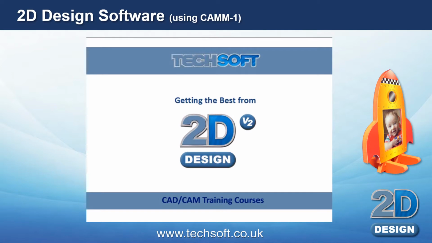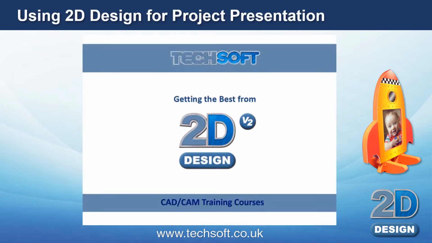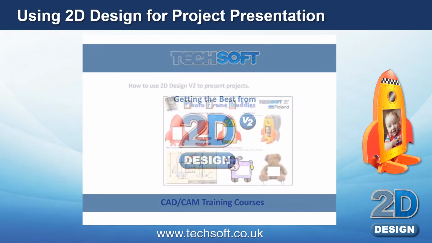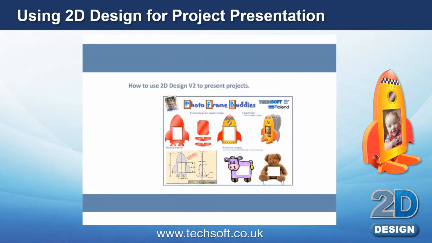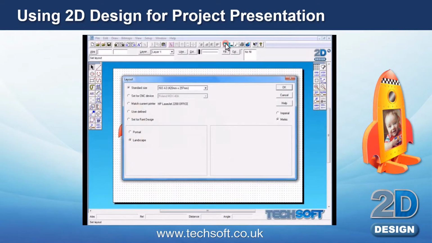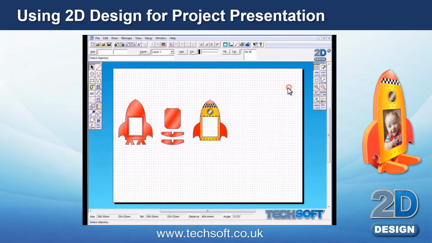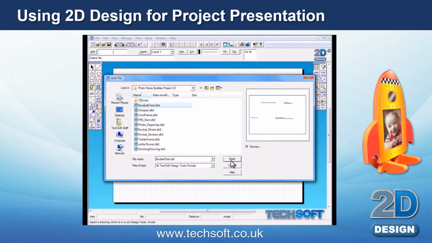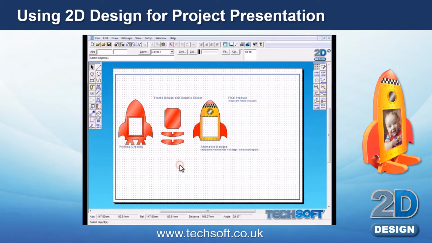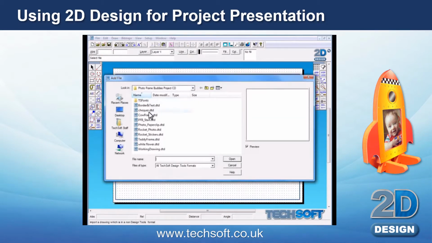Now we've cut out the sticker on the GX24, you will need to open the Photo Frame Buddies 4 video, which shows you how to present your ideas. Welcome to 2D Design version 2. From this video you'll see how to present your ideas. Firstly, we're going to change the page size to A3. We are now going to create a presentation sheet and will therefore add a 2D design drawing with a border and some text. I'm going to add the working drawing.